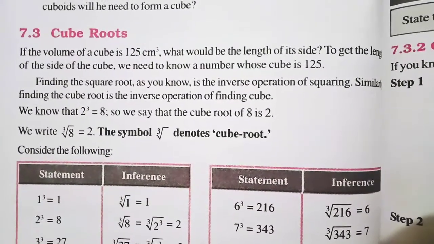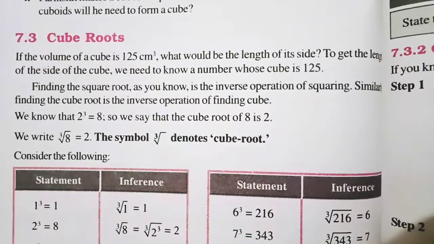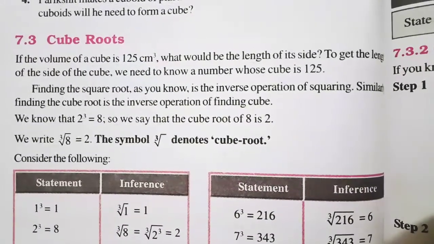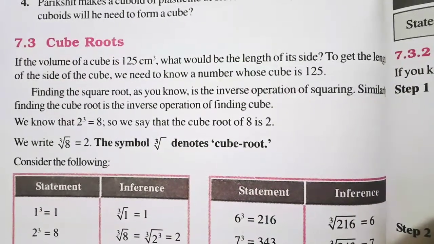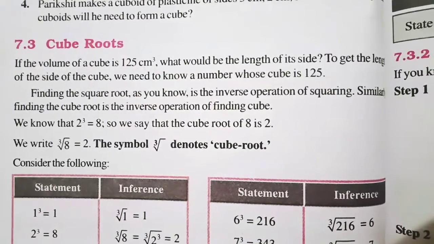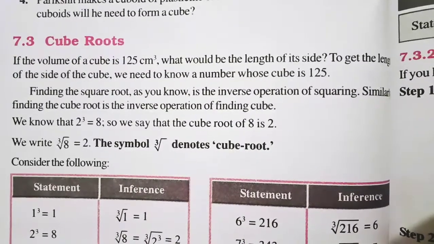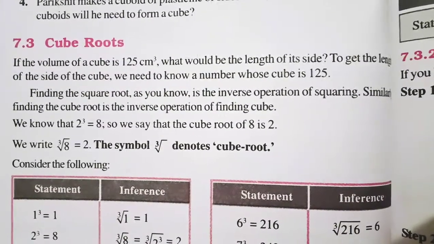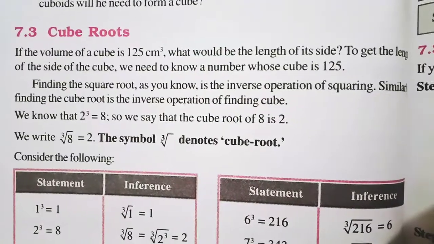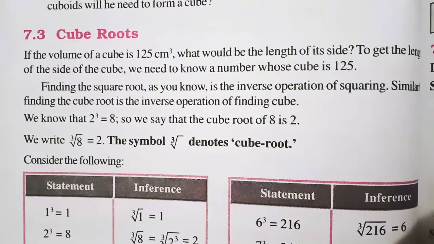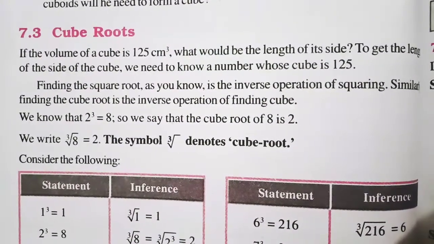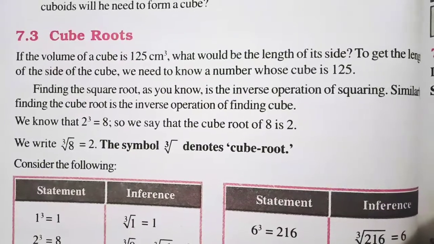Now here, cube root means from where the number has its root. What is the cube root? That means from where this cube is coming, from which number that cube is coming. Which number you multiply to get that cube, that is the cube root.